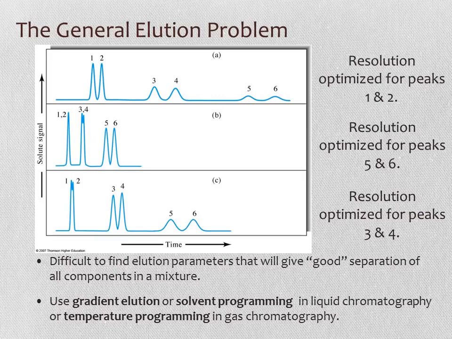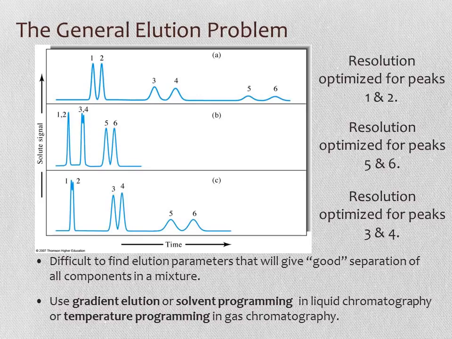Typically, what we have is a large mixture, more than 2 things in it, maybe 6 for the sake of discussion. And you can optimize the resolution for different peaks here. From top to bottom of this plot, we've optimized the resolution for the first 2 peaks, for the last 2 peaks, and for the middle 2 peaks. And you've got various trade-offs between time and resolution.